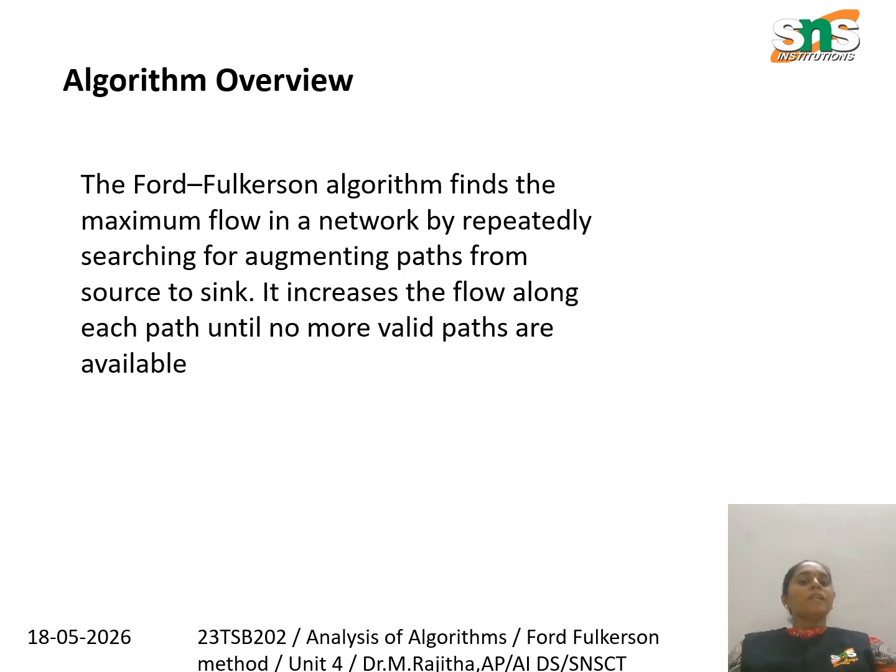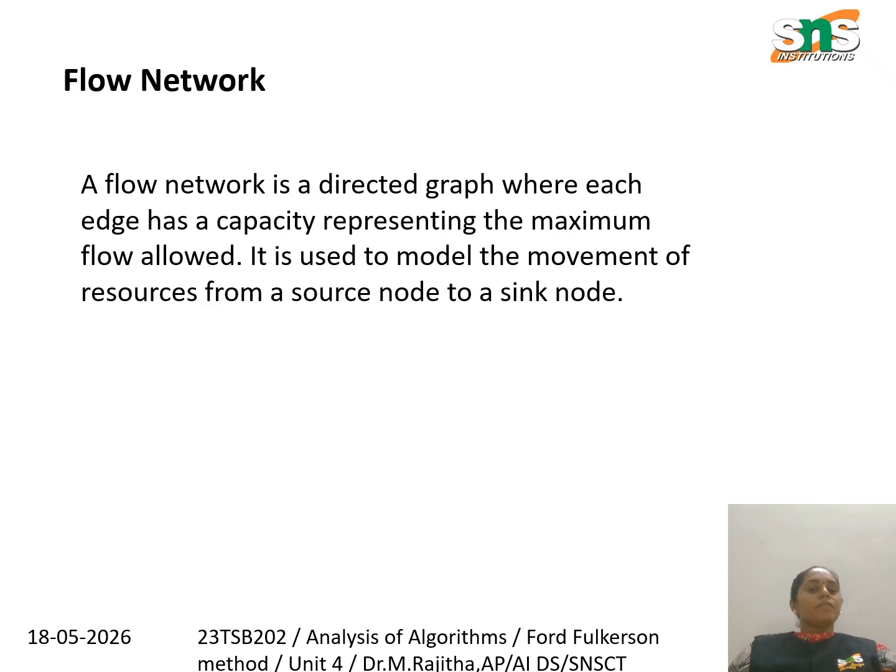Algorithm overview. The Ford-Fulkerson algorithm works using augmenting paths. An augmenting path is a path where additional flow can still be sent. The algorithm follows these steps. Start with zero flow. Search for an augmenting path from source to sink. Find the bottleneck capacity, add flow equal to the bottleneck value, update the residual graph, and repeat the process until no augmenting path exists.